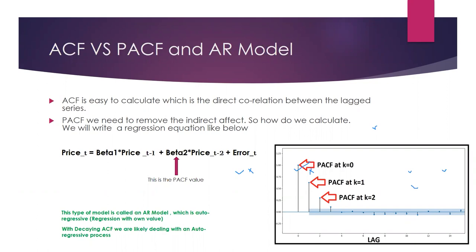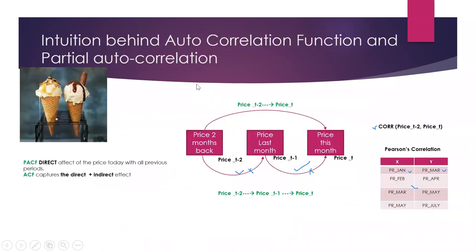Let's say you want to predict the sales price of ice creams from 5 months back. I can say what the impact is at T minus 5, and this coefficient is going to give me the PACF value. ACF is very easy, as we saw. We can directly find the correlation between both of the lagged series. When I say lagged series, it's just the same series where you take a lag.